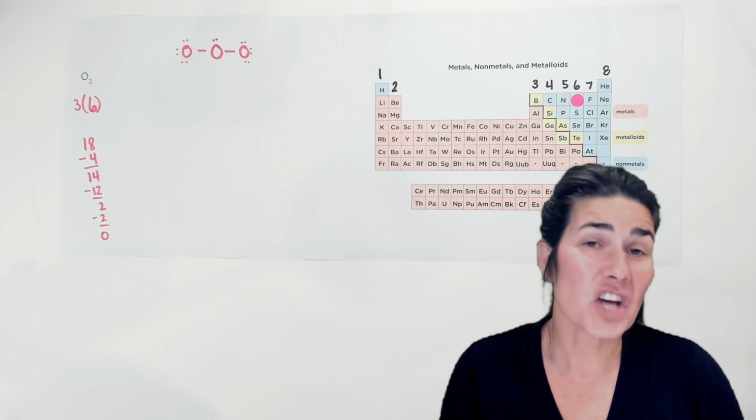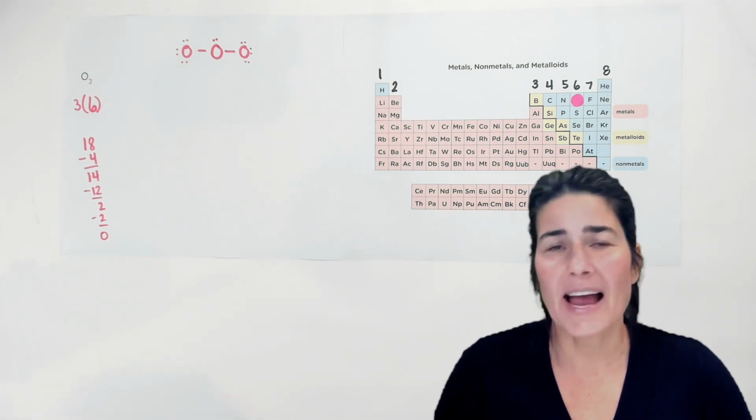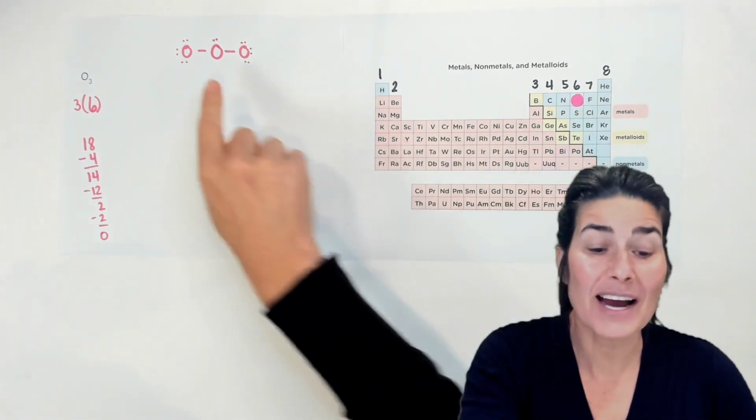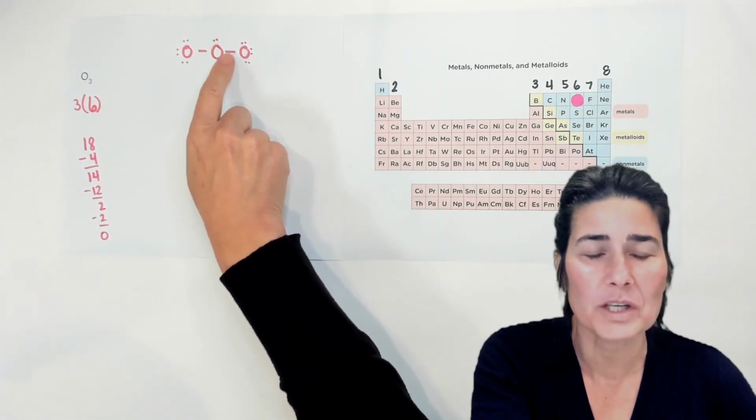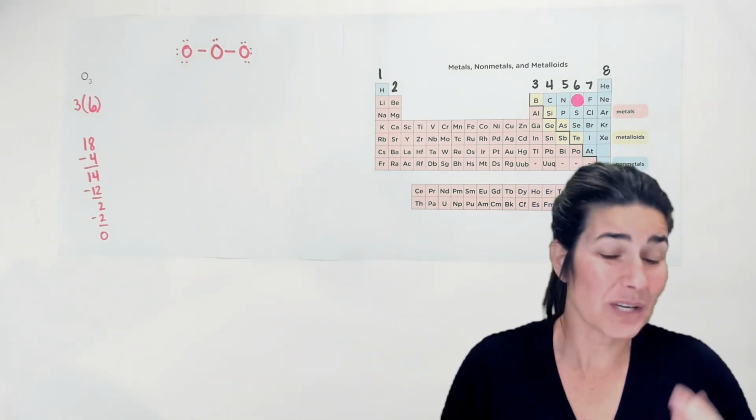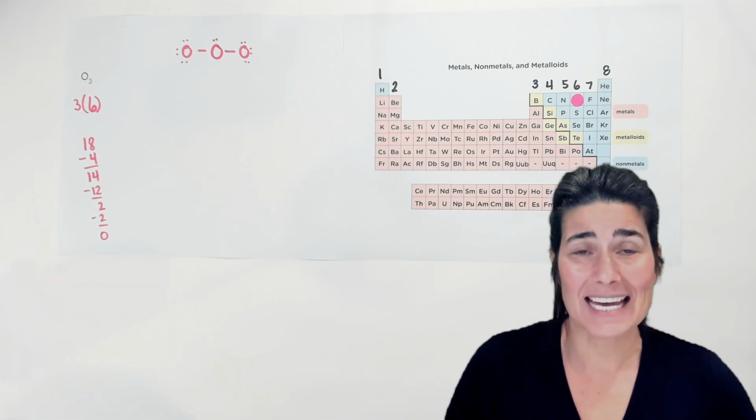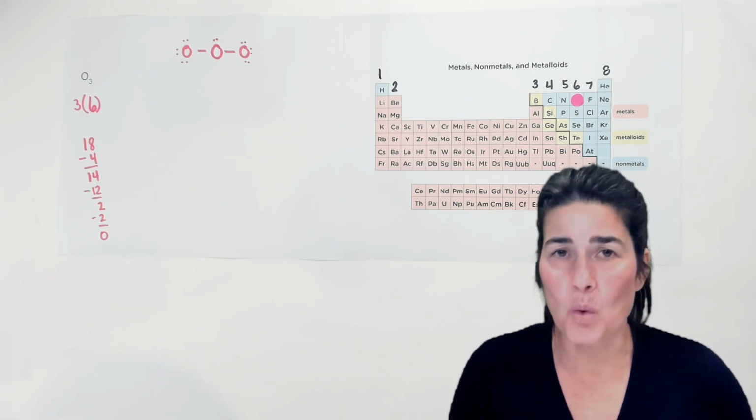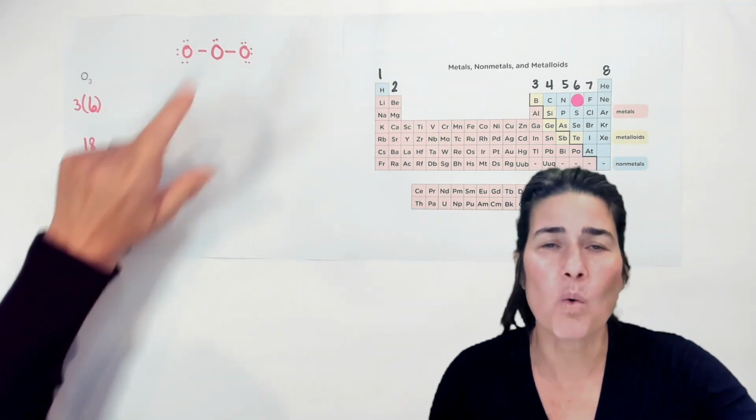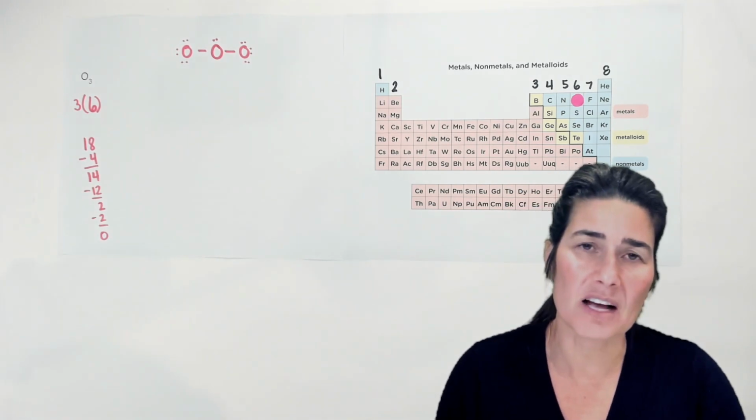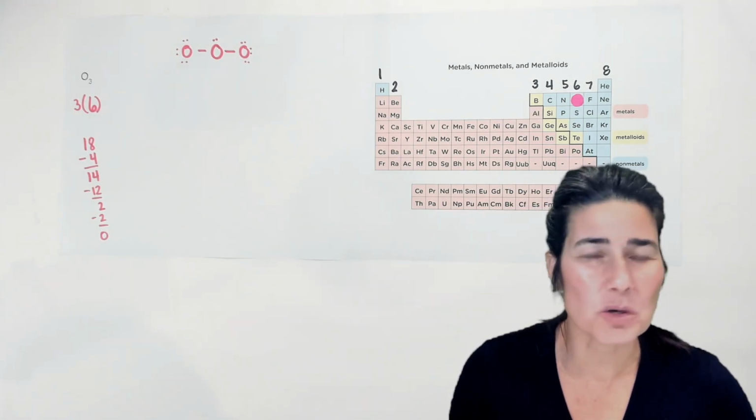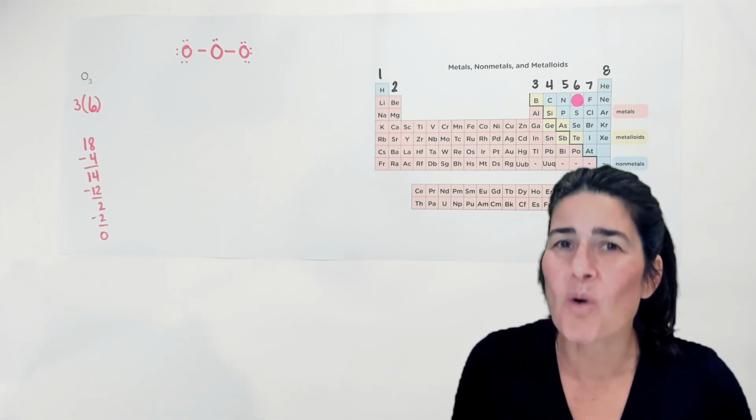Step 5, check. Does your center have its octet? Oxygen needs an octet, and right now it only has 2, 4, 6 valence electrons. So we just need 2 more to get 8. So what do we do? Swipe from the rich and share with the poor. Well, we're going to swipe from one of these oxygens and share with the oxygen in the middle. But who do we swipe from? That's the question. We only need 2 more.